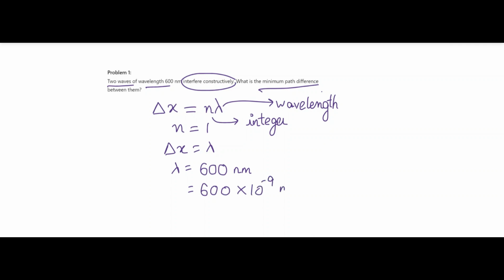And if you want to convert into meters, then it will be 6 multiplied by 10 to the power 9 meters. So the minimum path difference comes out to be 600 nanometer, which implies that our delta x is equal to 600 nanometer.